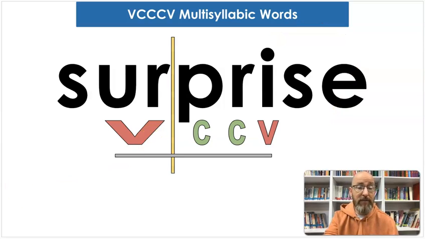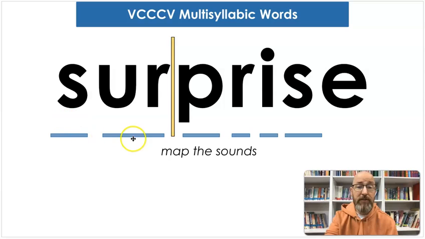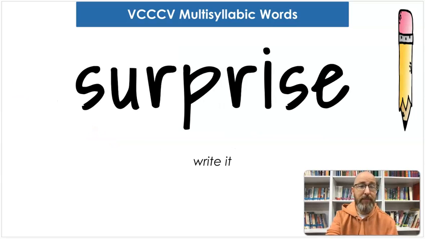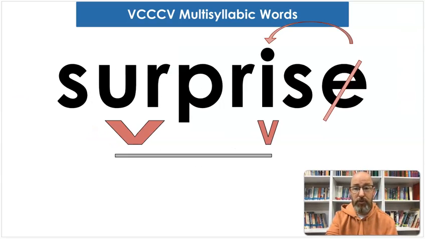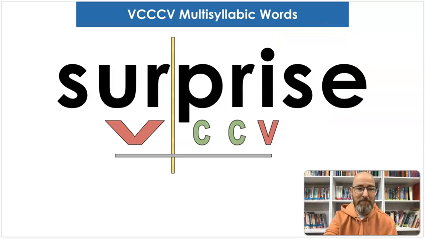Now we know what the rule says. We usually put the line after the first consonant, so we're going to give it a try and see what it looks like, sounds like. And it would be sur-prise. Surprise. So hopefully when you wrote it, you labeled the vowels, you drew the bridge, labeled the consonants, and drew the line. And that's the process we will go through.